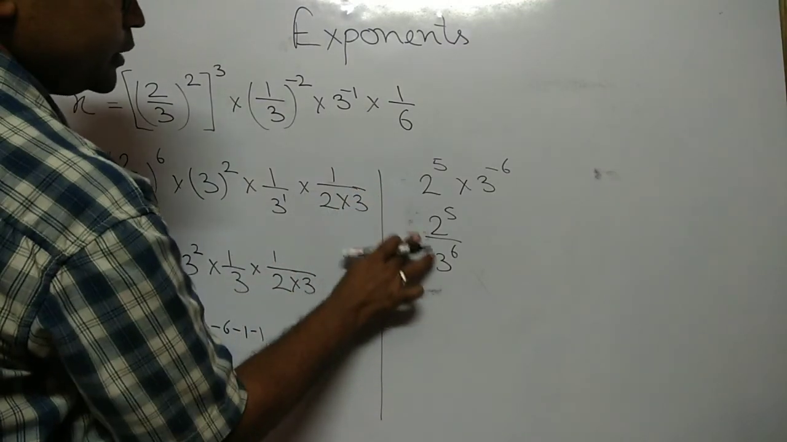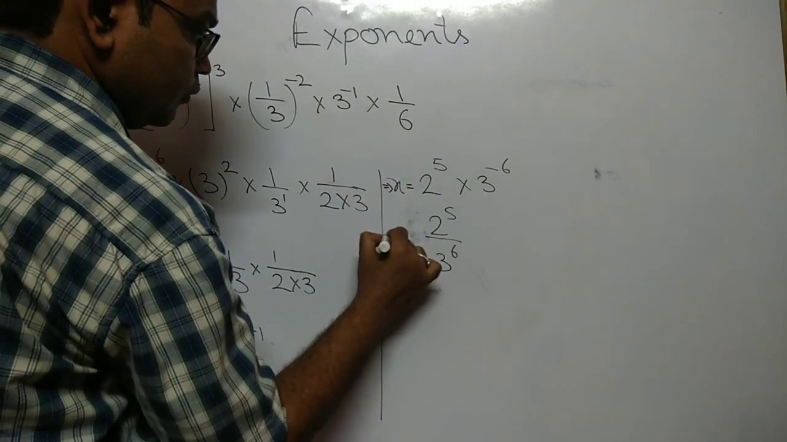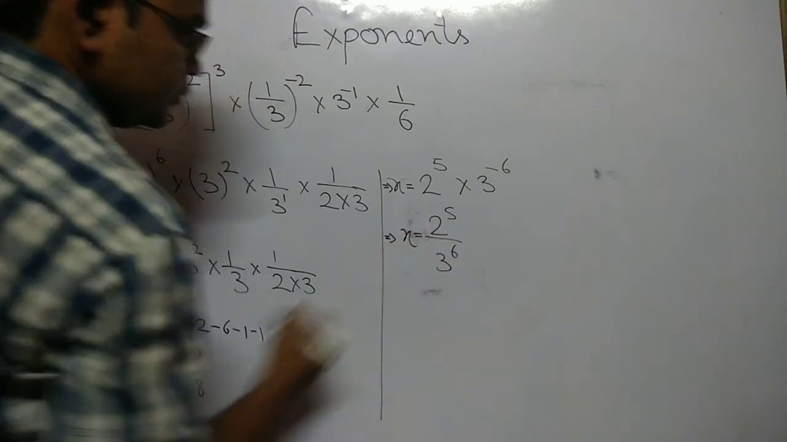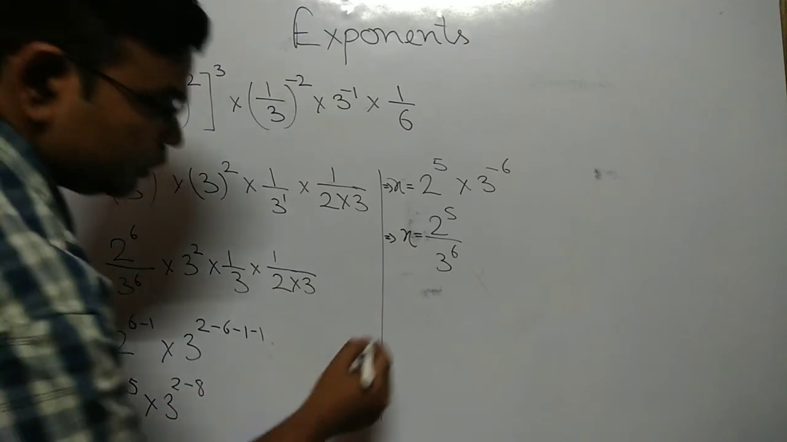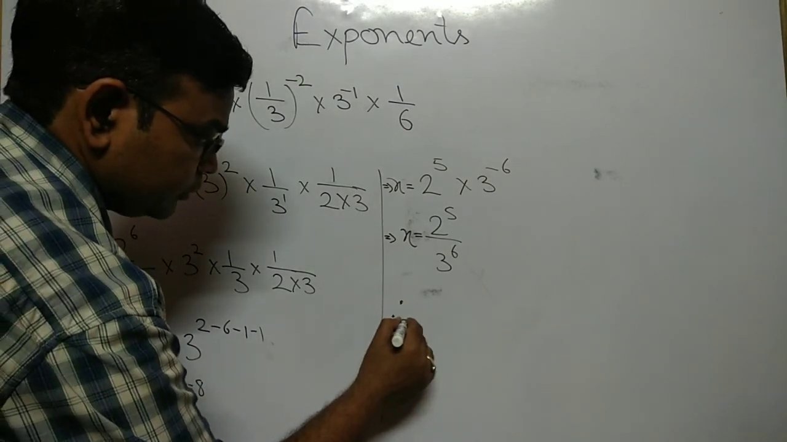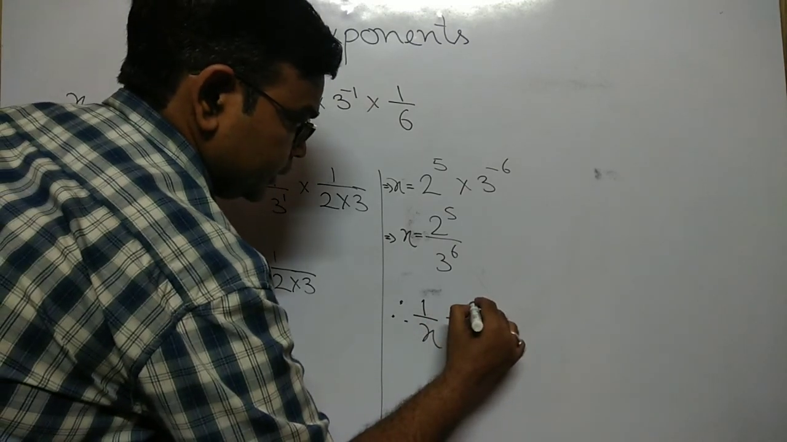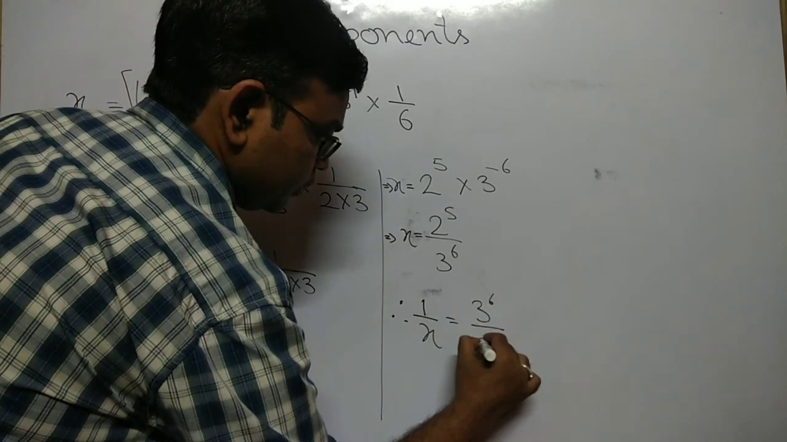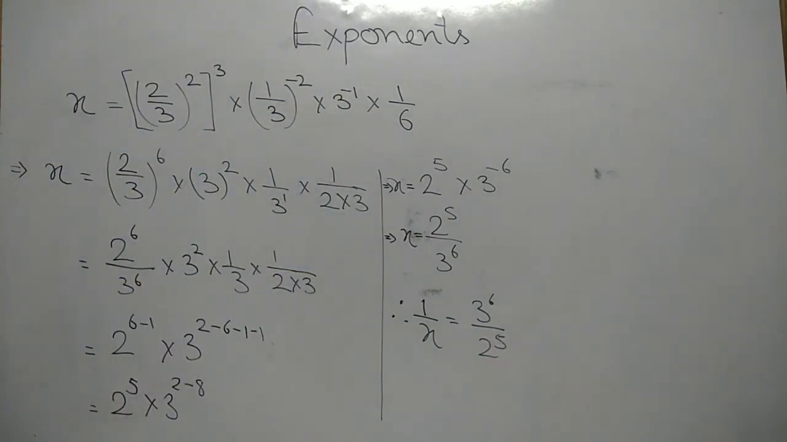A little bit of mistake is there. We can write x equals to this. So this is the value of x, but the question says to find out the reciprocal of x, therefore 1 upon x equals to 3 to the power 6 upon 2 to the power 5. If you wish, you can simplify this one and get the answer, the reciprocal of x.